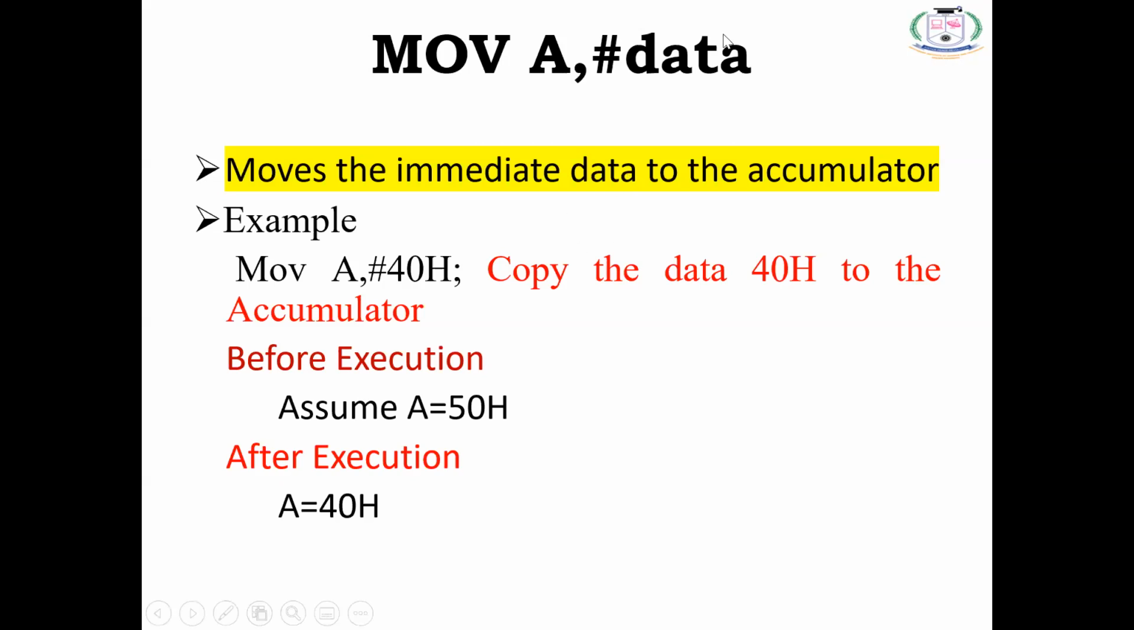Okay, how are you identifying it is data? In the instruction MOV, what is the main symbol here? Hash. If hash is followed, it is not an address, it is data. So far we have seen without hash, that means that is the address. So if hash is there, that is the data. It moves the data immediately to the accumulator. In the previous 8085 we used the MVI instruction. Here we don't have MVI, only MOV.